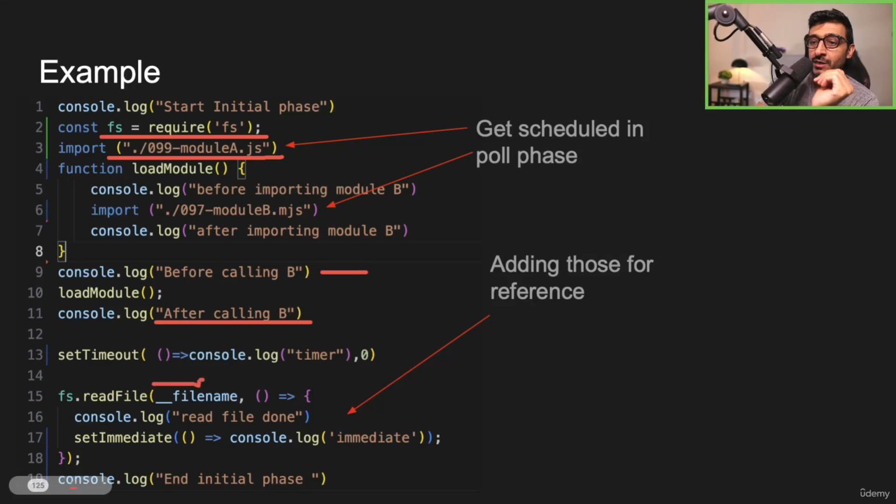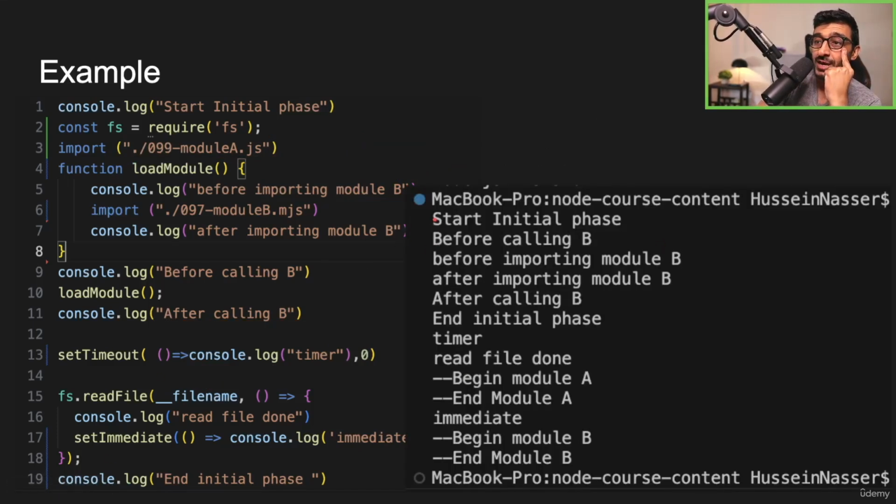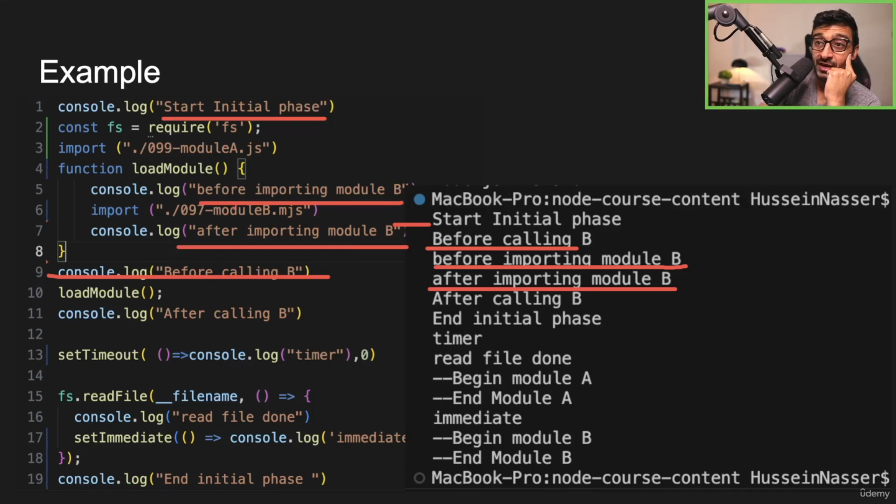And then we have read file to read this file, and then only then go and add that. Again, I'm adding those for reference so we can know where we are. And then doing a setImmediate and all this mumbo jumbo. Look at that. So we have start initial phase, before calling B, before importing module B, and then immediately, after importing module B. Nothing about importing module B. Module B actually has this code: begin loading. I added dashes so you can know that you are in the module. See? Nothing got loaded in the initial phase.